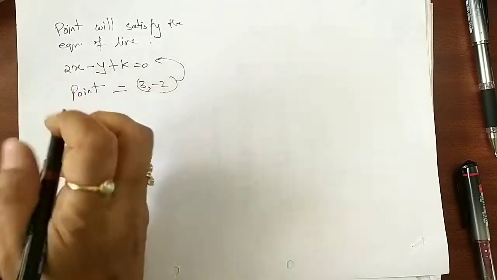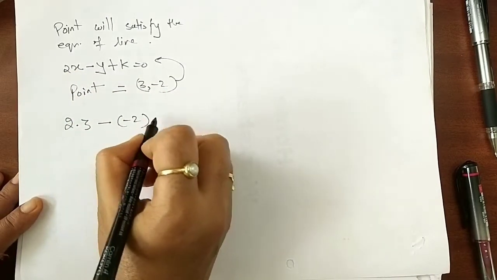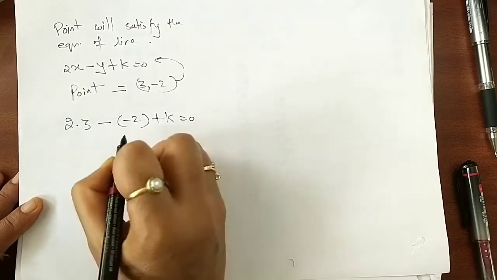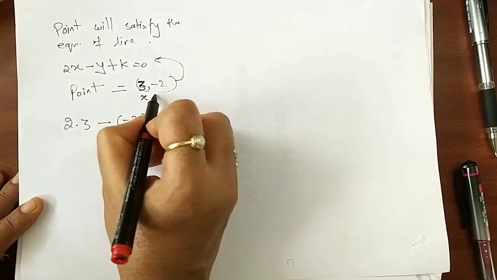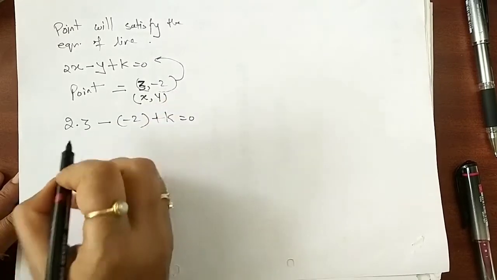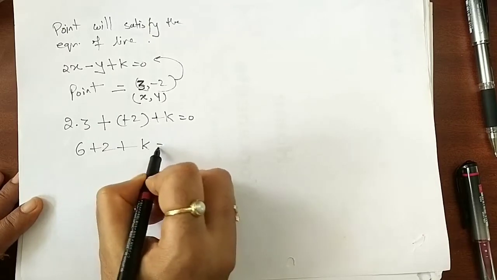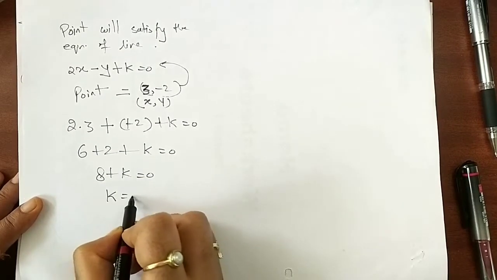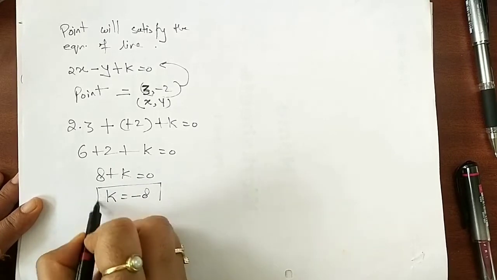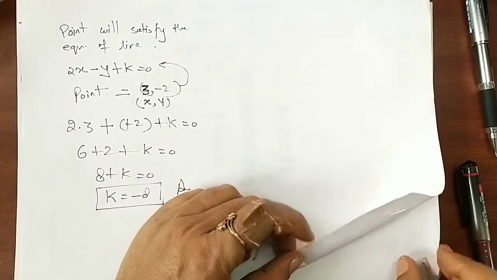So let me put it here. 2 into 3 minus of minus 2 plus k is 0. Remember, when we are putting, the first value is always x, the second is always y. 3 2s are 6, minus minus is plus 2, plus k is 0. So 8 plus k is 0, which means k is minus 8. So this is my answer. So this was pretty simple, guys.